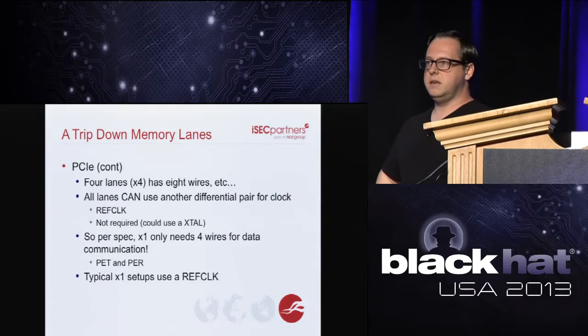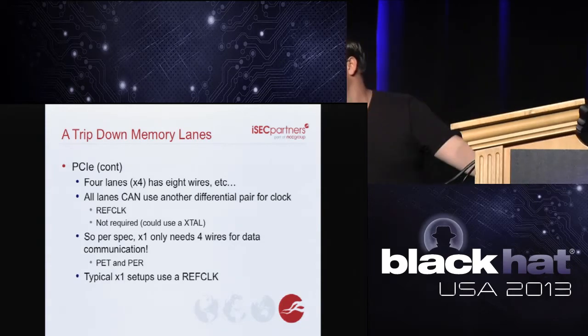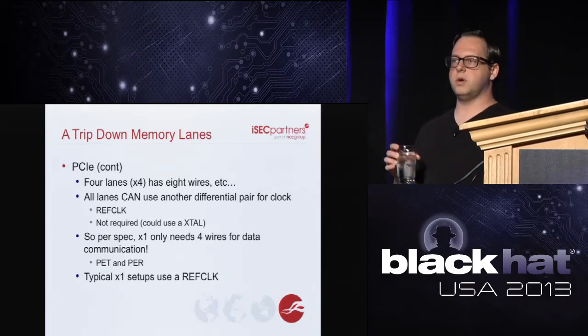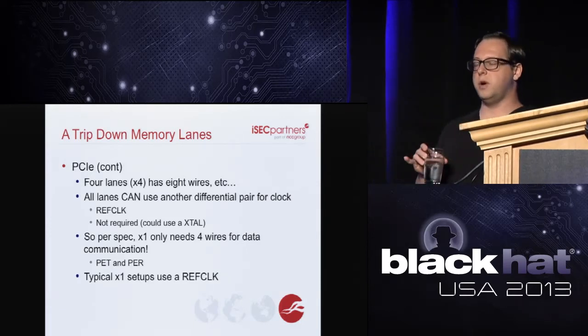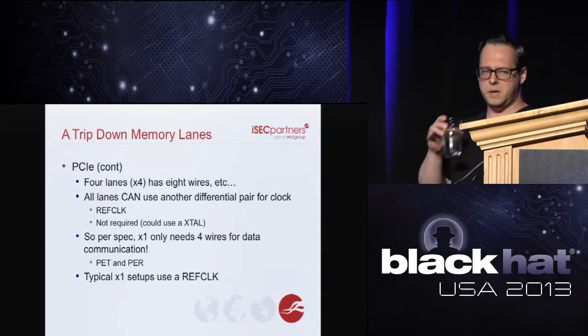Per the PCI SIG specification, the minimum amount of wires needed for PCI Express is 4. Single lane PCI Express only needs 4 wires. I thought that was really interesting. A reference clock is optional, it's not required, and you can get away with a 2.5 gigahertz oscillator with plus or minus 300 ppm.